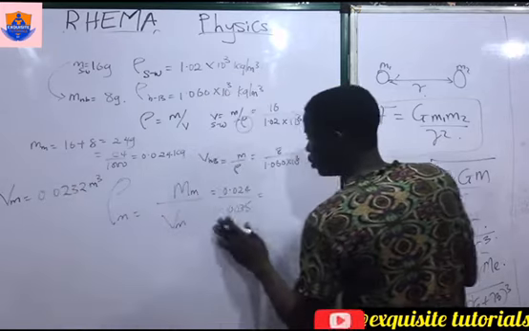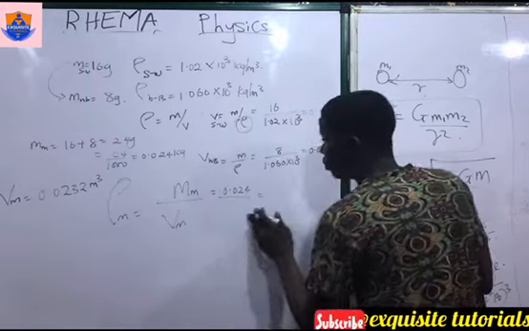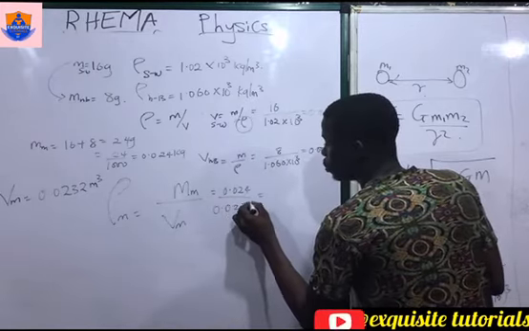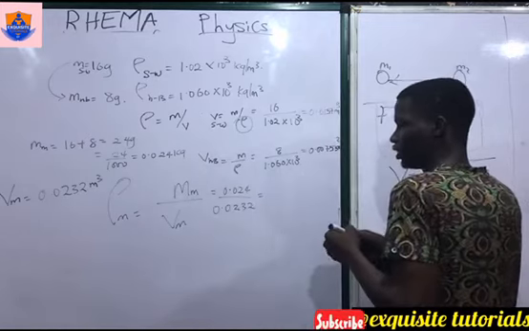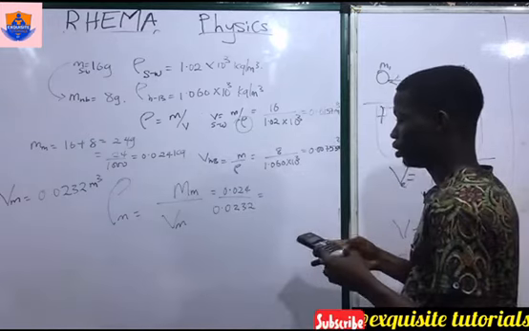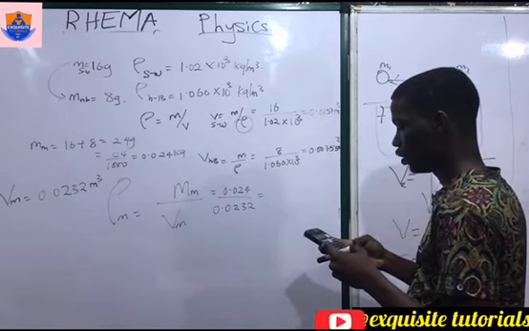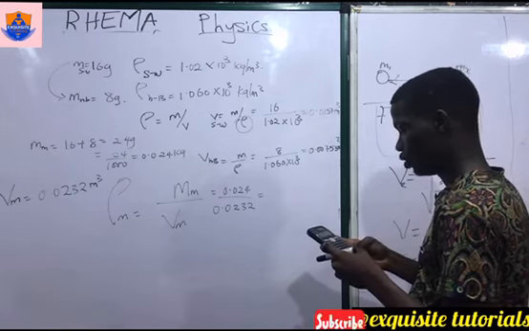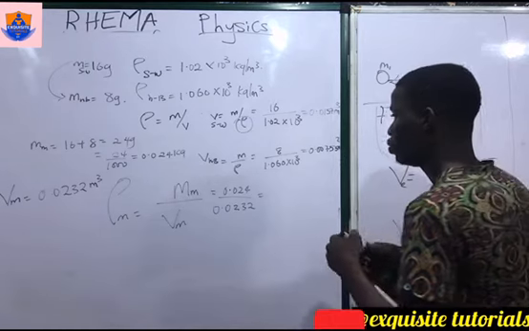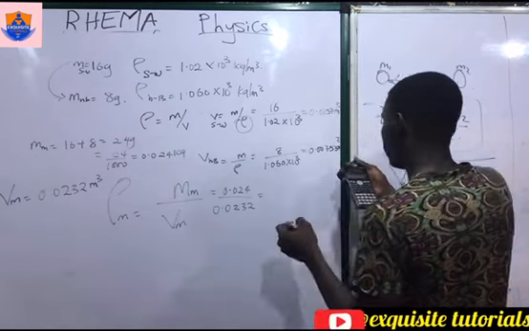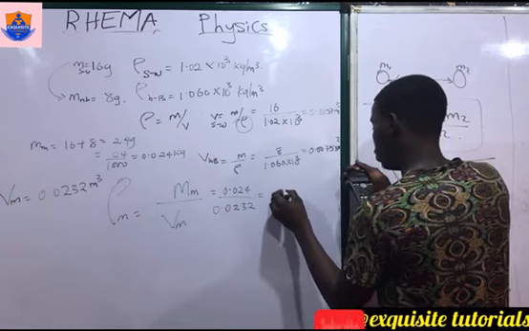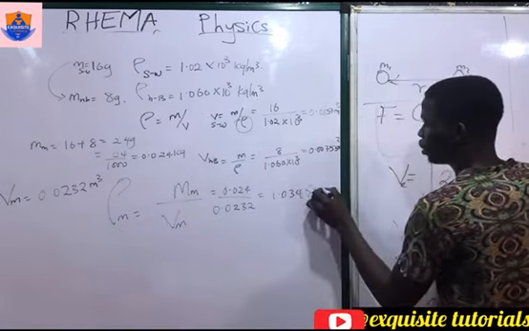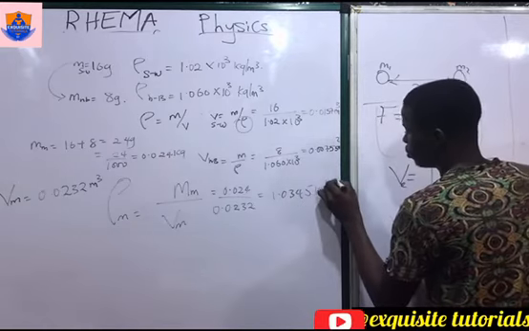So this is the volume value I'll be picking here, 0.0232. So if we divide 0.024 by 0.0232, at the end, you'll have this as your value: 1.0345. Take note, density is measured in kilogram per meter cube.